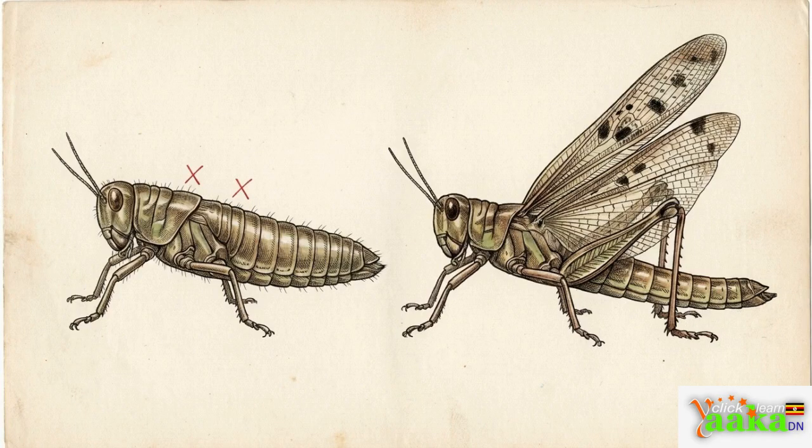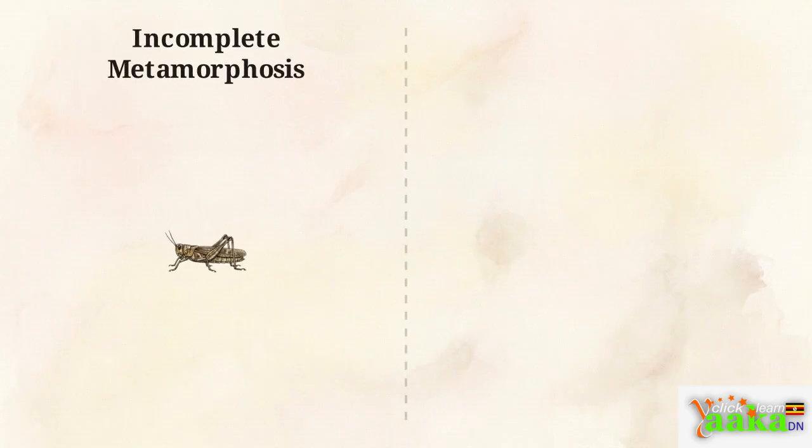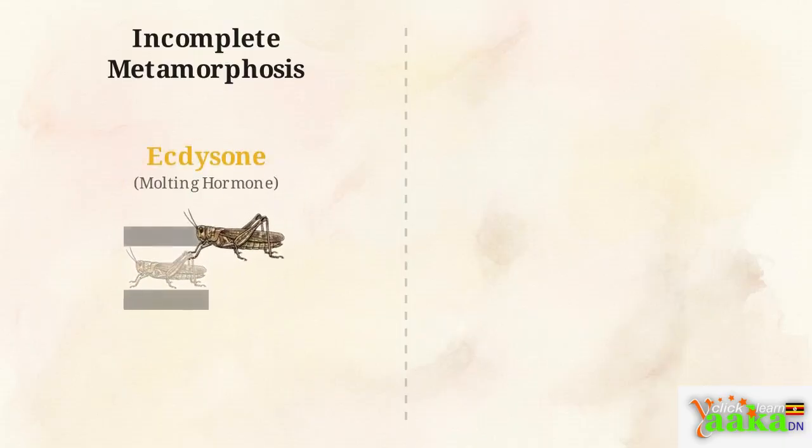The middle stage, the nymph, looks structurally similar to a miniature adult, but it completely lacks wings and functional reproductive organs. To advance, the insect relies on ecdysone, the molting hormone. It dictates exactly when the nymph must shed its hard exoskeleton.